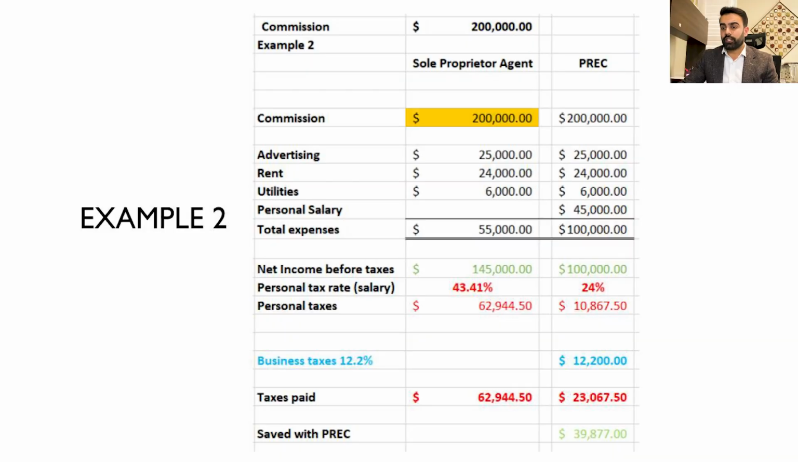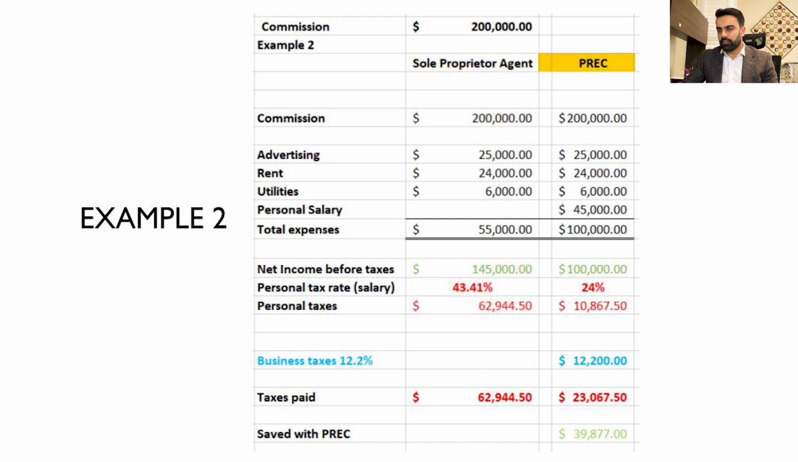So let's assume you make $200,000 as a sole proprietor agent. After expenses, you're left with $145,000 of income. As a sole proprietor agent, we all know the higher you make, the more taxes you pay. That means your tax rate is 43% and you pay $62,000 in taxes.